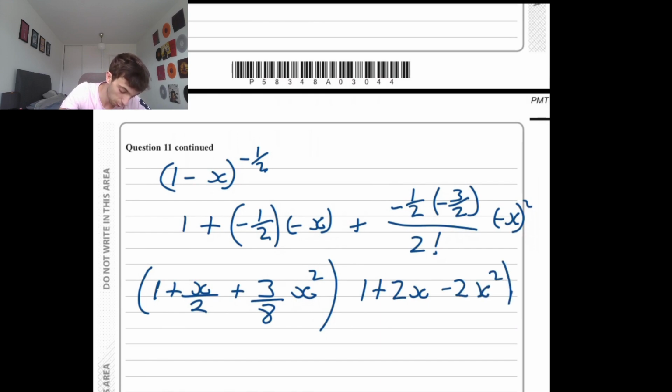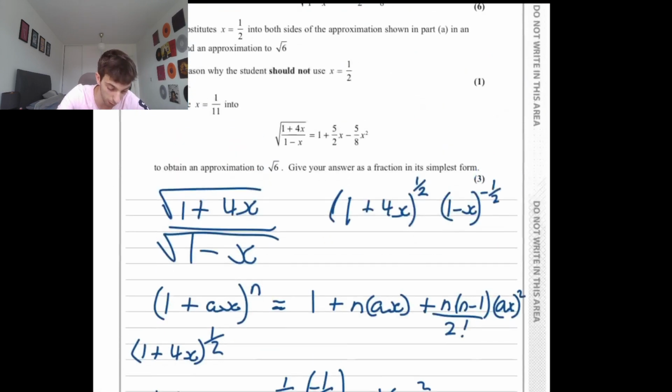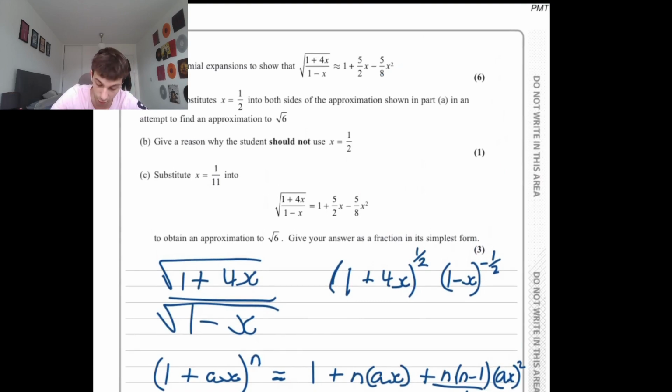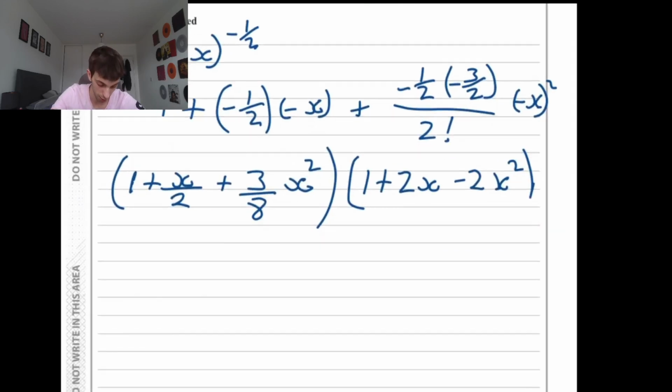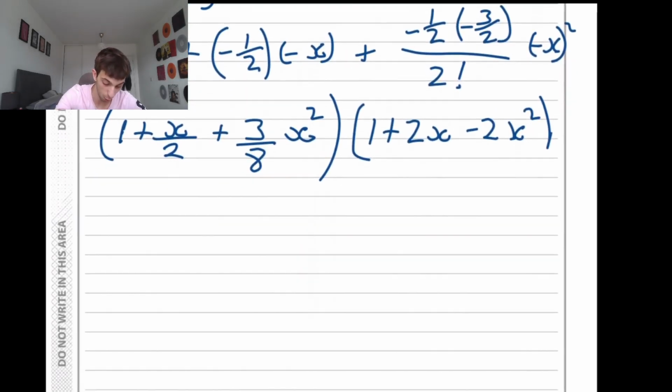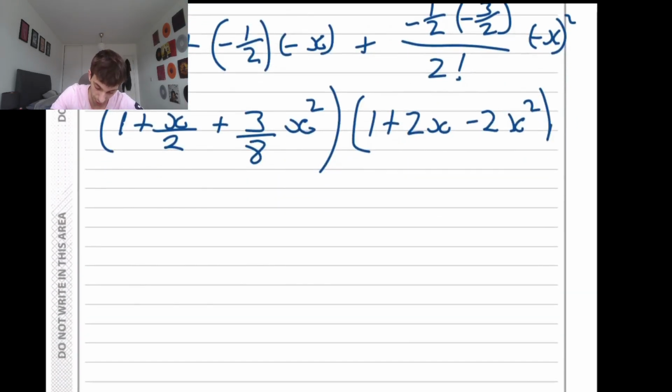Now remember, what do we want in our approximation? We only want up to the x squared term. So when multiplying these two by each other, we have to be pretty careful to only get up to x squared. So what we're going to do is 1 times the bracket on the left: 1 plus a half x plus 3 over 8 x squared.